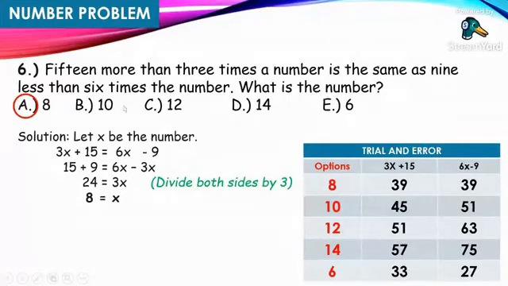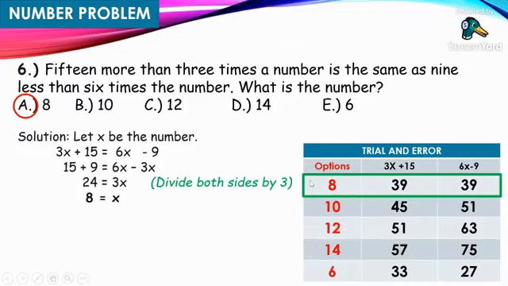So, if we are going to try the choices, let's say you answered letter B. So, pag letter B, let's say 10. 3 times 10 plus 15, that's 45. Then 6 times 10 minus 9, that's 51. Sabi dyan is the same as, so dapat maging equal sila. And that is only option A, or our option number 1, that is 8.